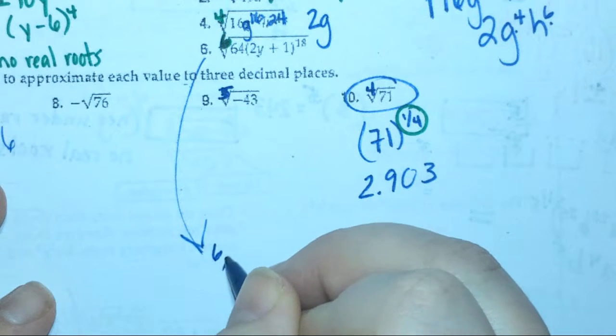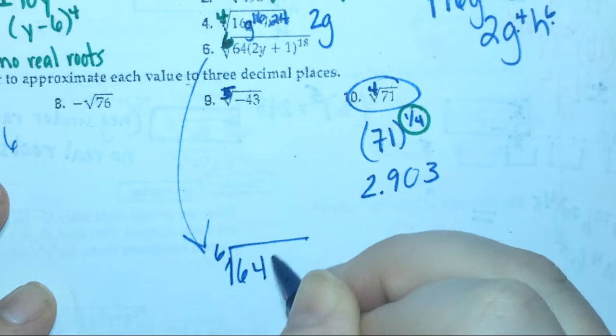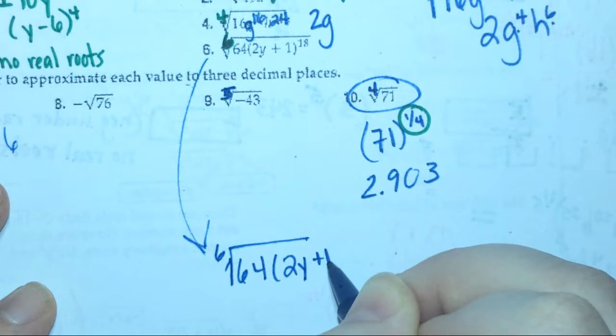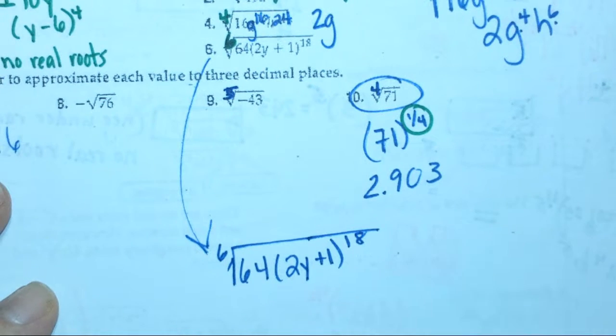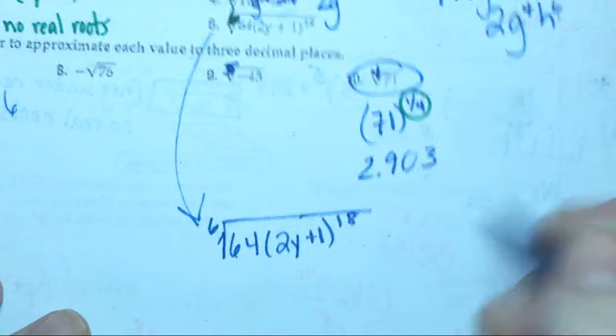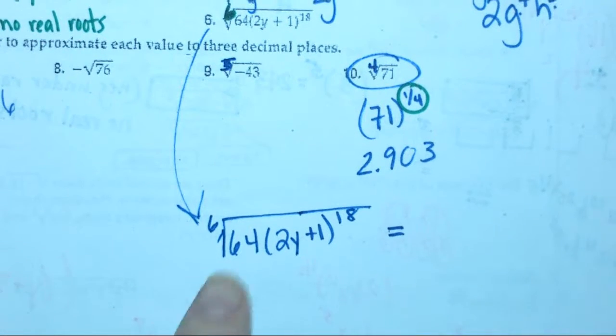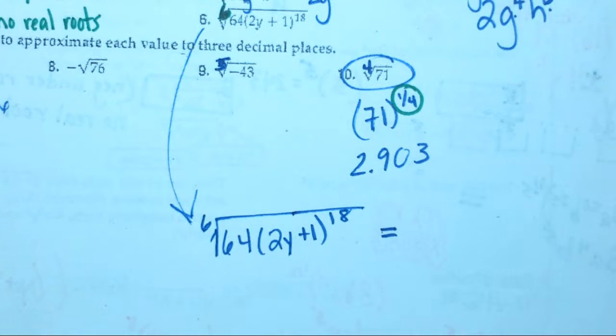Okay, the last problem has a 6 on the outside, a 64 underneath, and then 2y plus 1 raised to the 18th. So I'm going to do something to the 6th power that gave me 64.